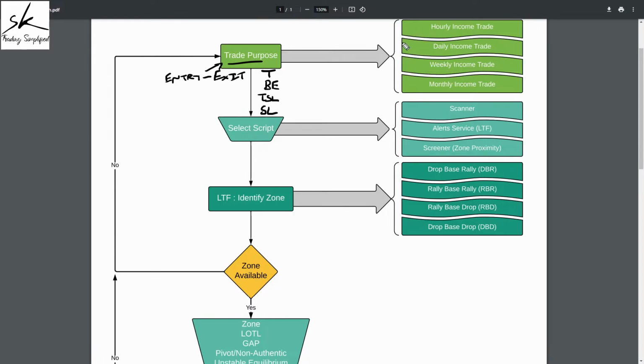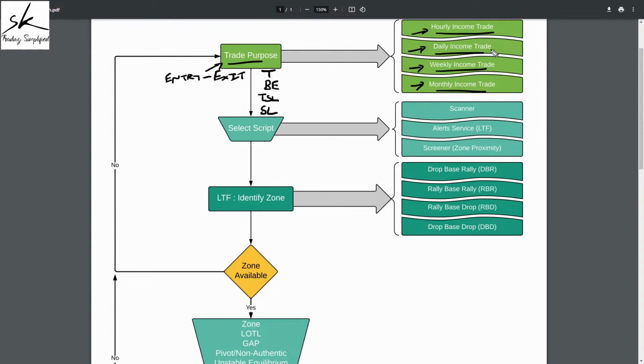So what I've done is I have divided these trades into four different purposes, and we call them the hourly income, daily income, weekly income, monthly income. Hourly income implies a trade where my expectation is that this trade can last for an hour or a few hours. Daily income, a trade which can last for a day or a few days. Weekly income, a trade which can last for a week or a few weeks. And monthly income is a trade which can last for a month or a few months.